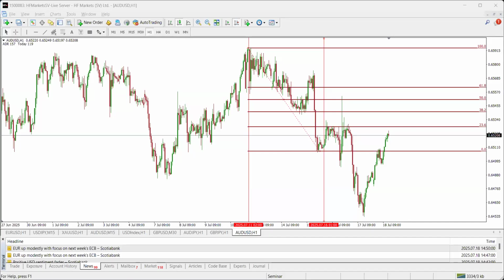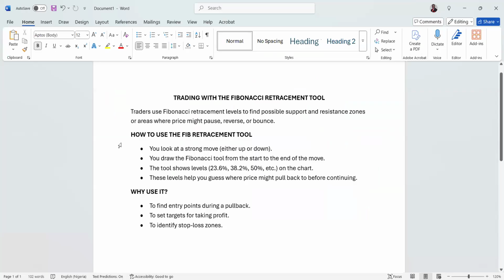When you do that, of course, you pull it, and once you pull it, you can see the different levels: the 23.6 level, the 38.2 level, and the 50.0 level. And of course, those levels can now help you understand, let me change that, help you predict, as that will be a better use of English there, predict where price can pull back to before continuing.